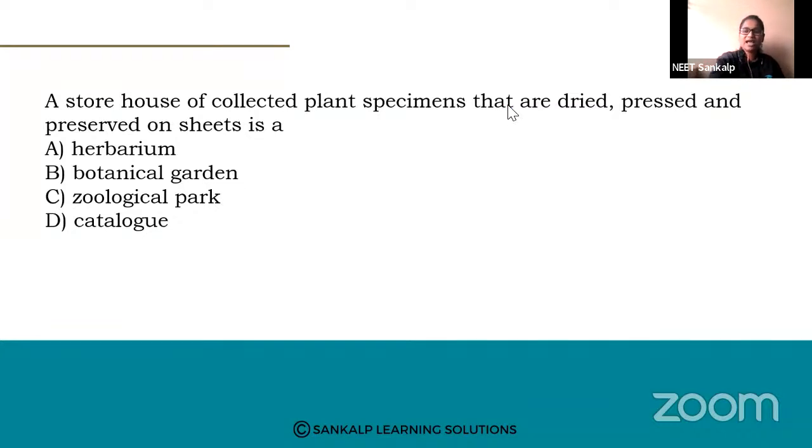So most of you answered it correctly, guys, and very quickly too. Very easy question and quick responses. Option A herbarium is the right answer, guys. Yes, Gangamma R answered it as option C. No, Gangamma, option A is the right answer.